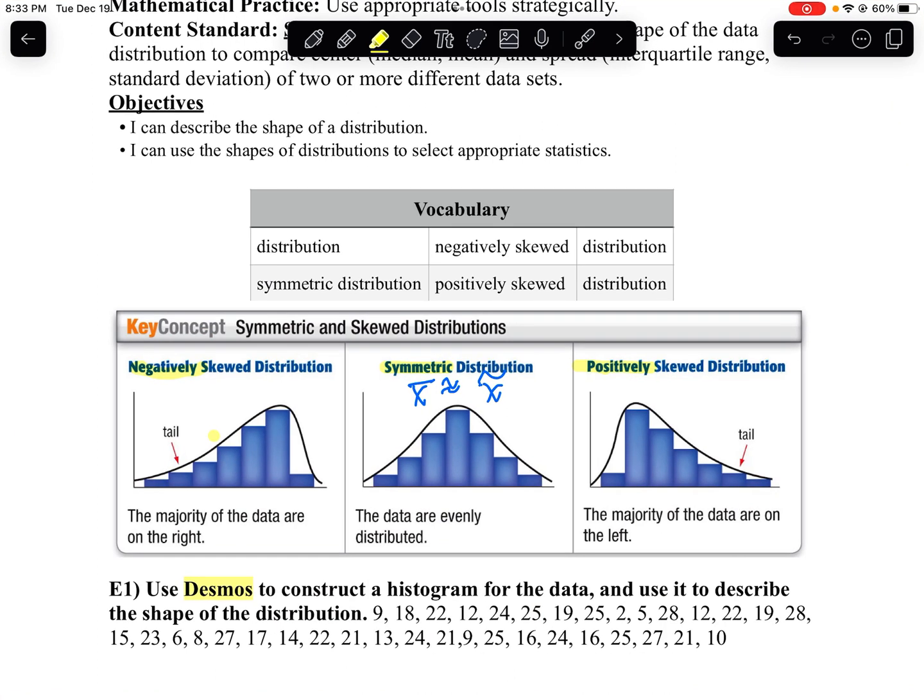Your work is going to be in the technology part. So I'm going to say the shape is negatively skewed. That's all you have to do.